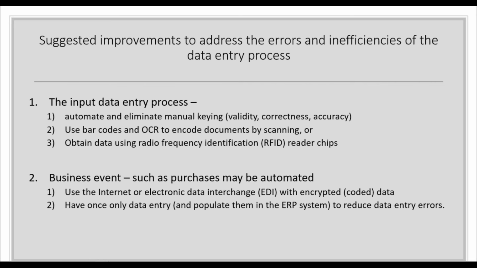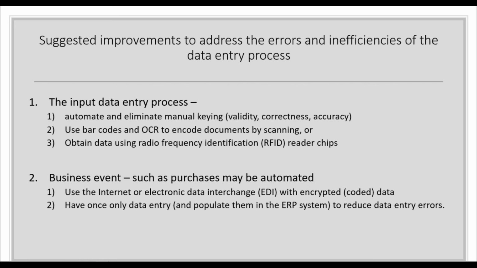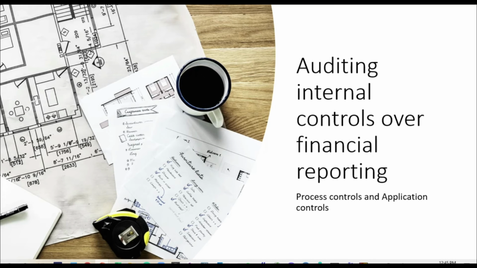The business events such as purchases may be automated using internet or electronic data interchange with encrypted data, so that the data are entered only once. And once they are entered into and accepted by the ERP system, they can be populated, and data entry errors are therefore minimized.